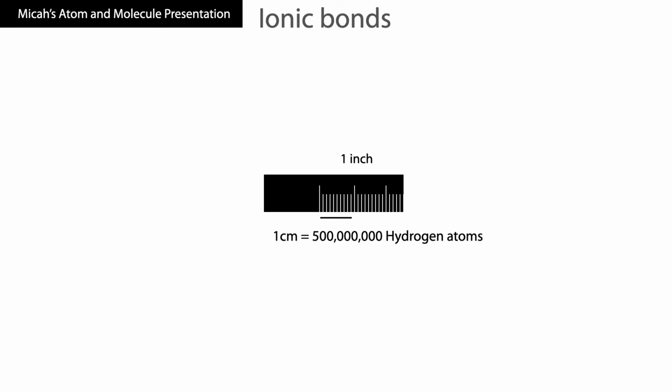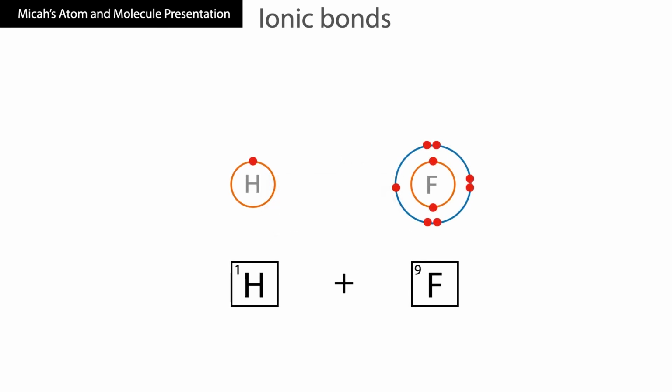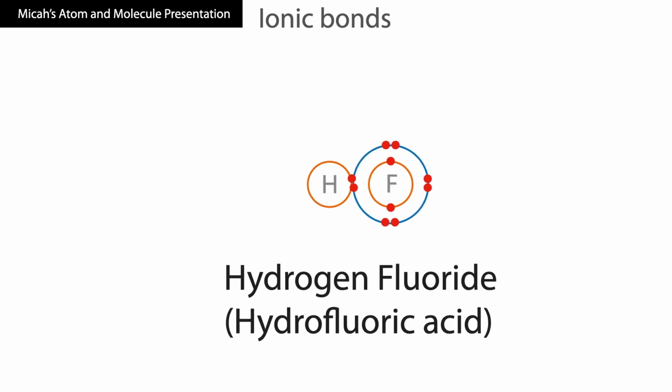Wow. And here's a fluorine atom. Notice that the fluorine atom has 1 electron missing from its outer shell, and the hydrogen atom has one extra electron. So when they come near each other, don't get in the way, because they attract like magnets. Let's watch. Ooh.